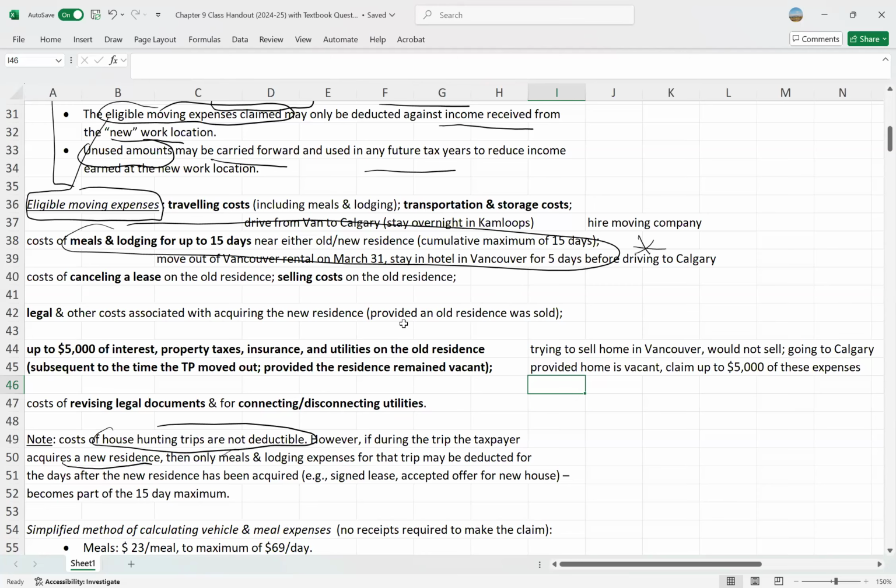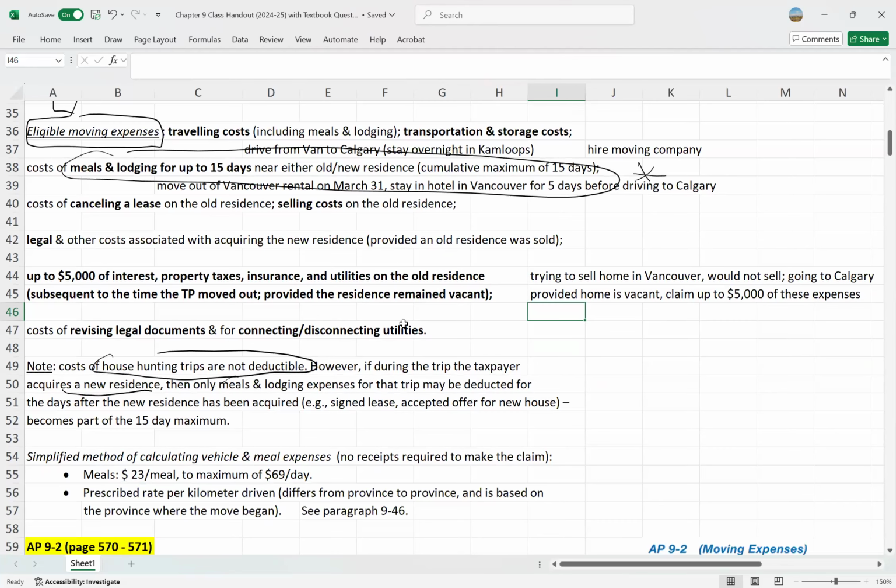Now, when it comes to meals, you can choose to use this simplified method. The CRA basically sets a meal rate at $23 per meal, up to a maximum of $69 a day. So 23 times 3 is $69. So if you qualify to claim meals, then rather than keep track of all your receipts, you can just use this simplified method of $69 a day. And this is per person.